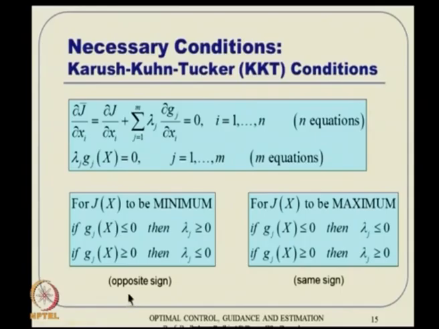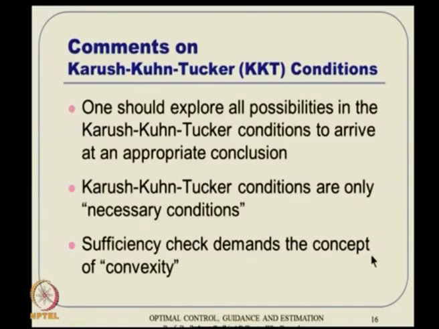That means these have to be opposite sign and this has to be same sign, g and lambda basically. And we also had examples on the way to demonstrate how it is possible to apply this analytically. So if you are curious, or I hope you have gone through that lecture already, but in case you have not, then you can see that lecture also. So this is what it is. One should explore all possibilities in KKT conditions to arrive at the appropriate conditions.